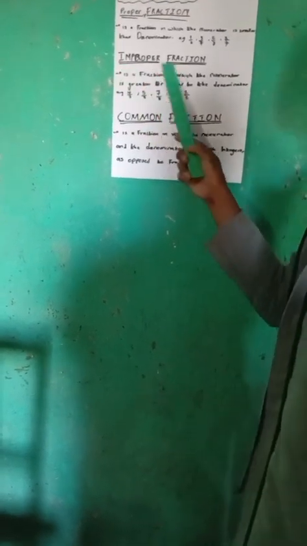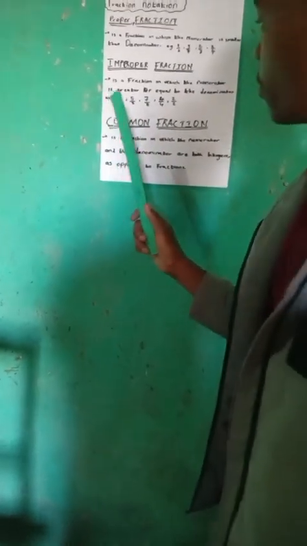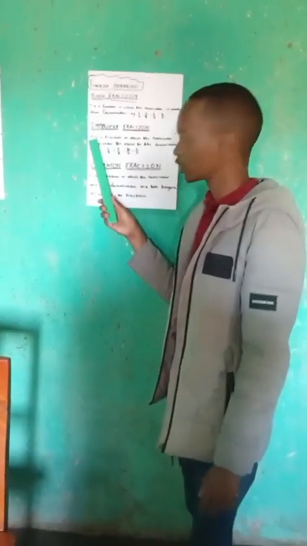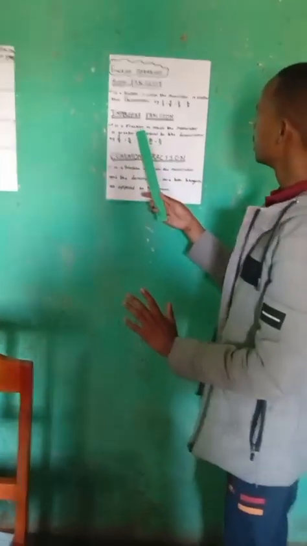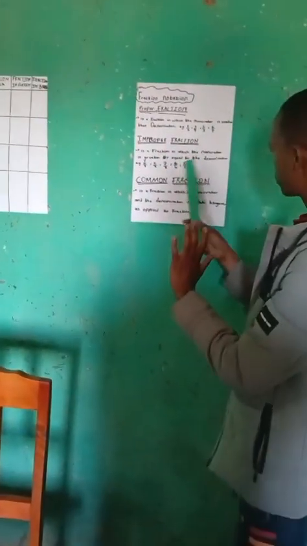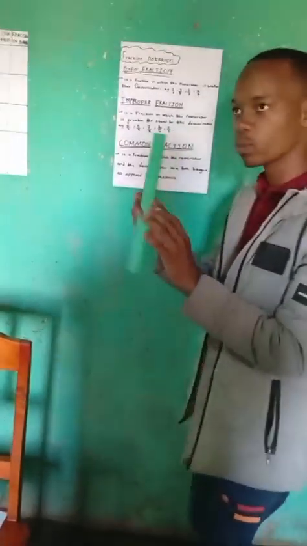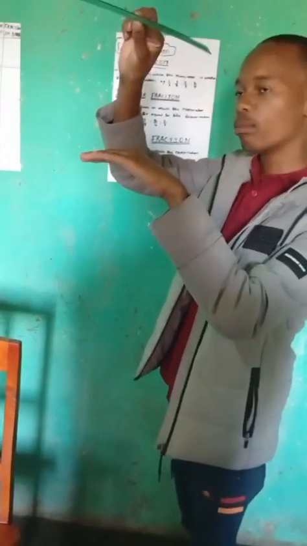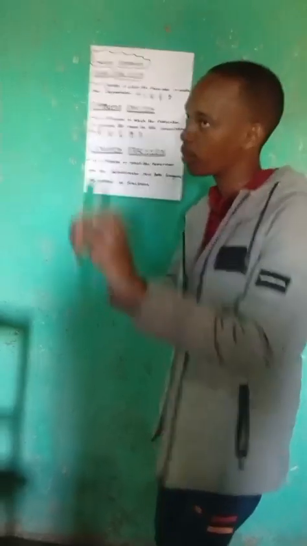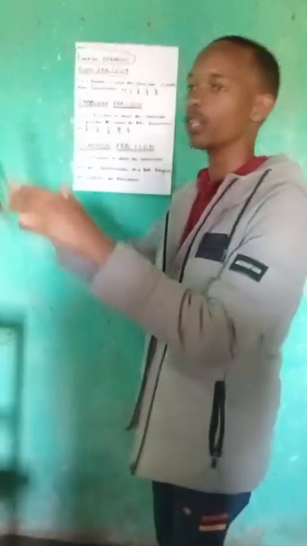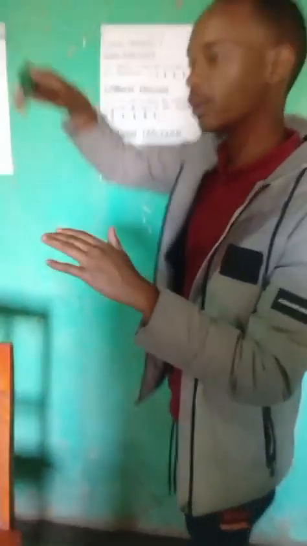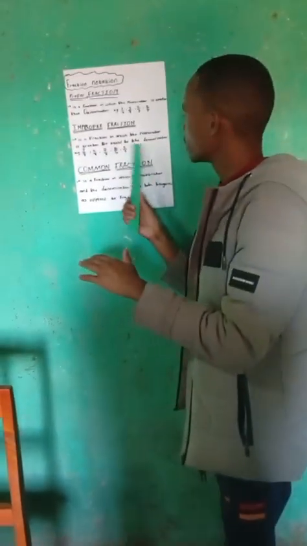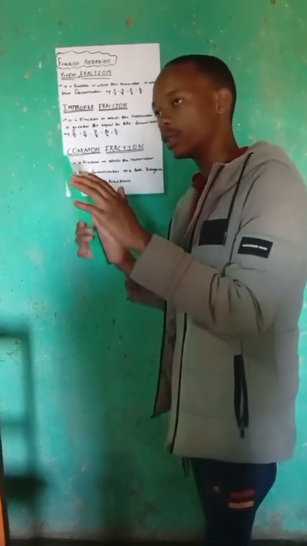Then we have improper fractions. A fraction is improper if the numerator, remember, the number on top of the fraction, is greater than or equal to the denominator. An improper fraction is a fraction in which the numerator is greater than the denominator or equal to the denominator.